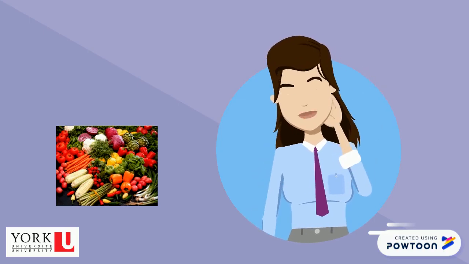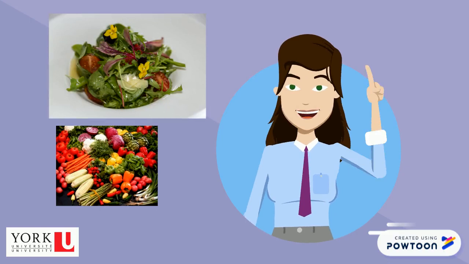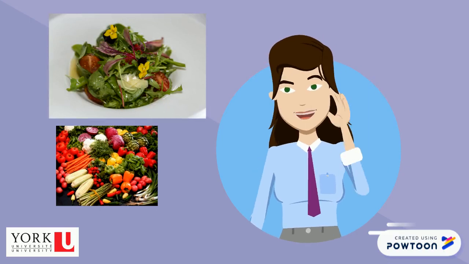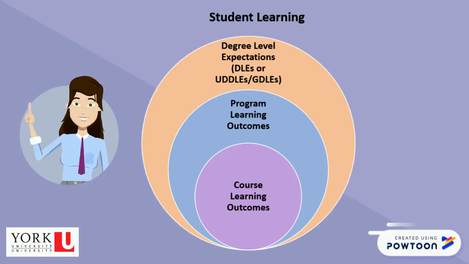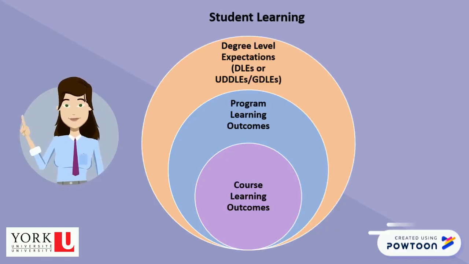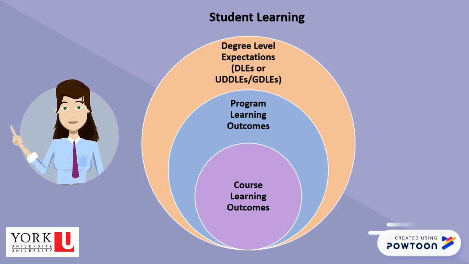On the other hand, program learning outcomes are the dish that the individual ingredients, the course learning outcomes, make up when prepared and integrated. With program learning outcomes, you want to capture cumulative knowledge, skills, and habits of mind that students achieve across courses at the end of your program. Therefore, program learning outcomes are typically high level, while course learning outcomes can vary.